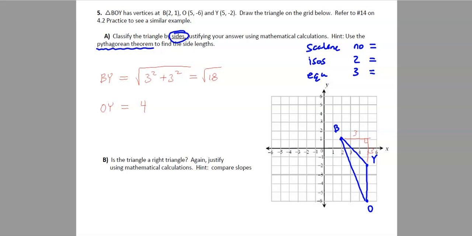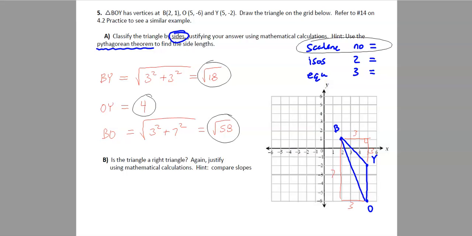Well, then when I want BO, that's a 3 by 7. So to get BO, I got 3 squared plus 7 squared, take the square root, and that's 9 and 49. That's the square root of 58. So right now I can see that I have three different sides. You're different from you, from you. So final answer to this question is scalene. It's not isosceles, not equilateral.